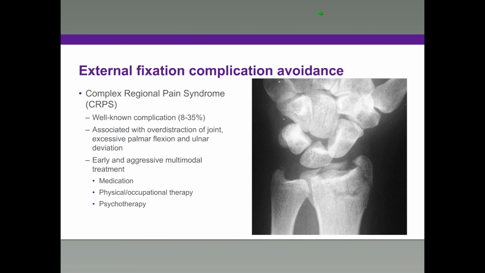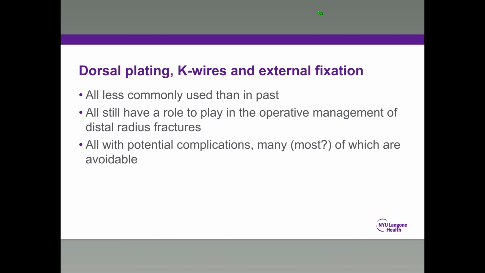You want to make sure you can flex the MCP joints fully when you take the frame off. Otherwise, you've got too much tension on it. And all of that can lead to the dreaded CRPS, a well-known complication reported up to 35% of the time. It's associated with over-distraction of the joint, excessive palmar flexion, and ulnar deviation. It can be managed with early aggressive multimodal treatment, including medication, PT, and also remember psychotherapy, as there is a component of that involved as well.